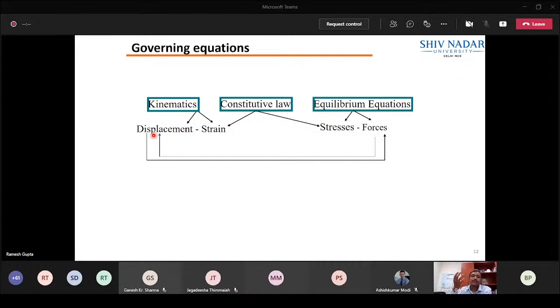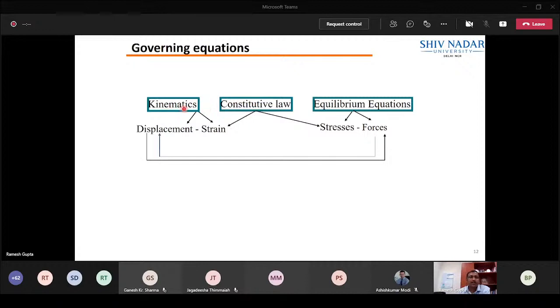That means I am applying 10 newtons of force. I am getting 3 mm displacement. So you can measure it, you can feel it. Whereas the strain and stress are the intermediate quantities which are relating the forces and displacement. So that is where you have the first fundamental equations in terms of the constitutive law, or the stress strain relationship, which is relating the strains and stresses.